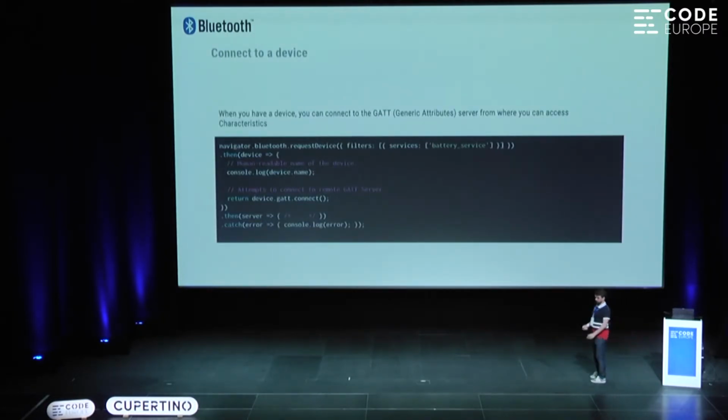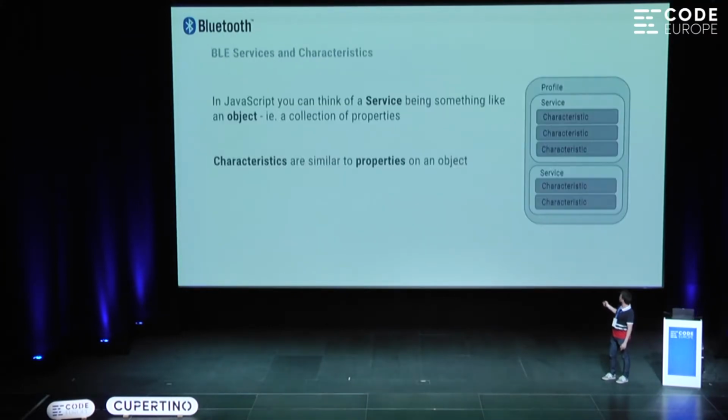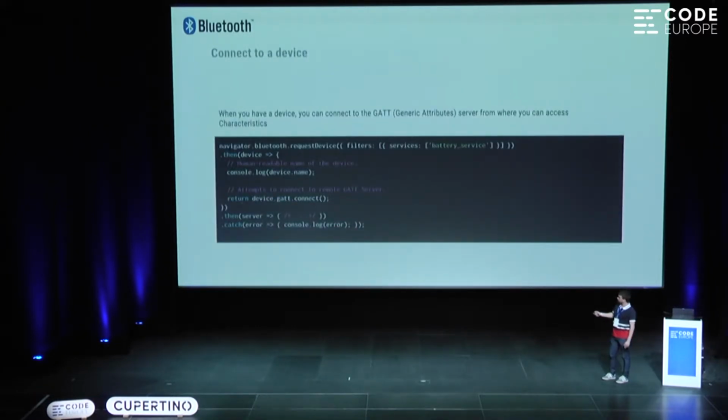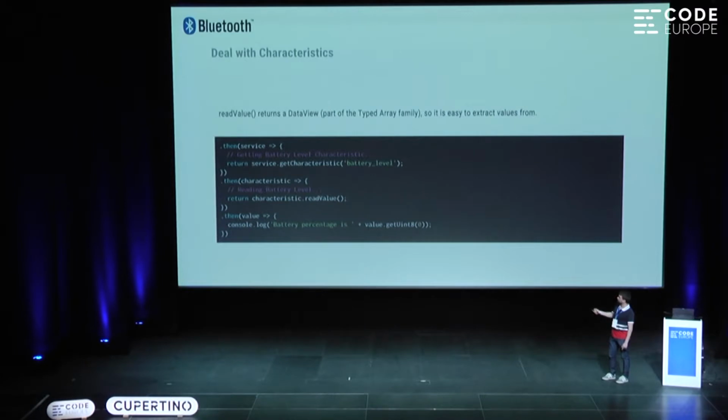So how do you connect to a device? Let's continue. I'm filtering for my battery service. If I get a device, I need to connect to the GATT protocol. So this is also called the GATT protocol. It stands for generic attributes. When I do that, it returns me a server. Then I can do things, or get an error. So let's look at what I can do.